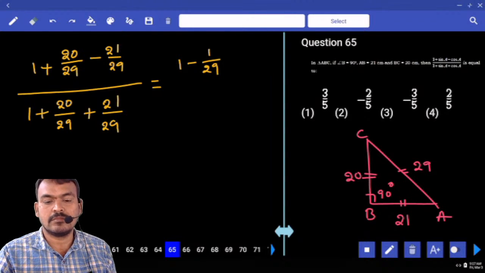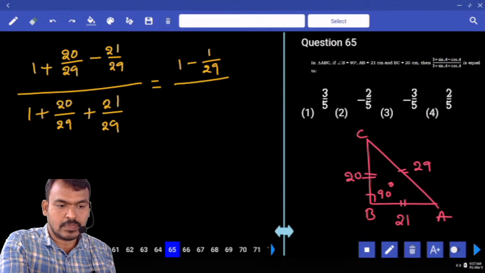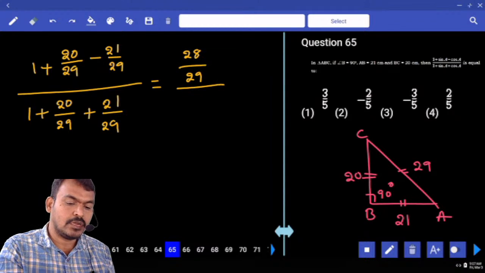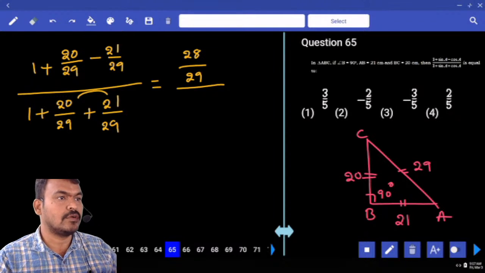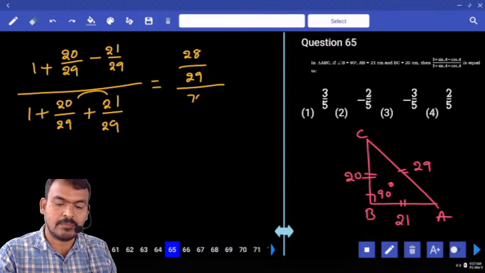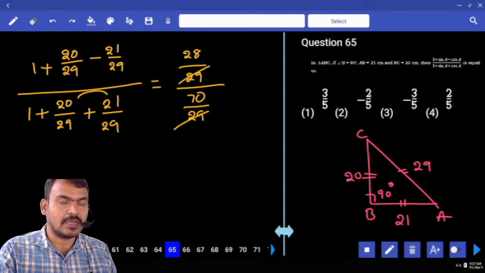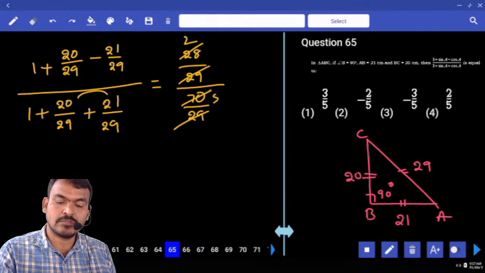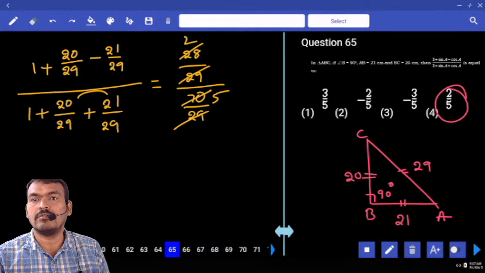29 minus 1 is 28, so the numerator is 28 by 29. Denominator: 20 plus 21 is 41. 1 plus 41 by 29 gives 70 by 29. The 29s cancel. 14 times 2 is 28, 14 times 5 is 70. What is the fraction we are getting? 2 by 5.